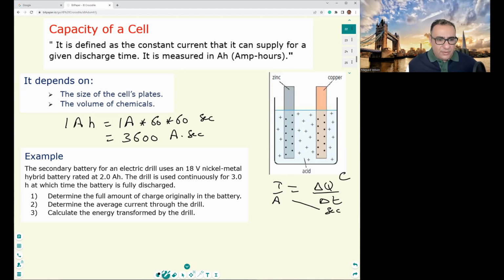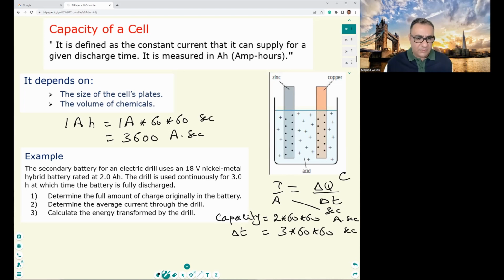So what I would like to do is convert everything into SI system. So I'll say, okay, we have the capacity, which is 2 amp hour. So basically 2 times 60 times 60, and that will be amp second. And then we have delta T, the time, right? 3 hours until fully discharged. So 3 times 60 times 60. So now we've got the time in seconds. Okay.